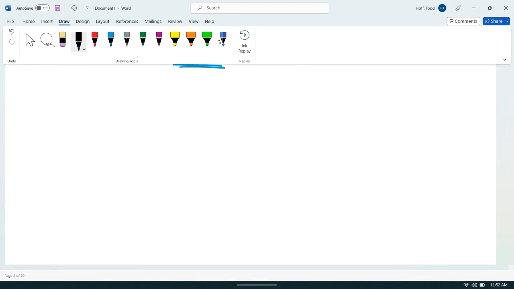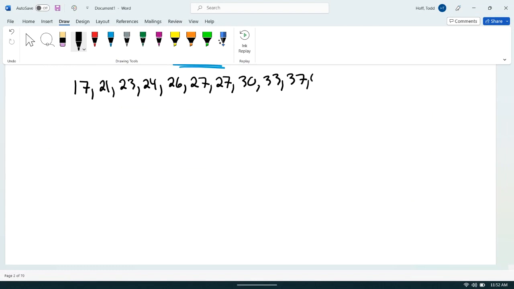I want to put a set of numbers up here. We're going to do 17, 21, 23, 24, 26, 27, 27, 30, 33, 37, 40, and 45. So there are 12 numbers in this data set. So n equals 12 here for the number of items in this data set. And so we're going to find two things. One, we're going to find the number in a given percentile.